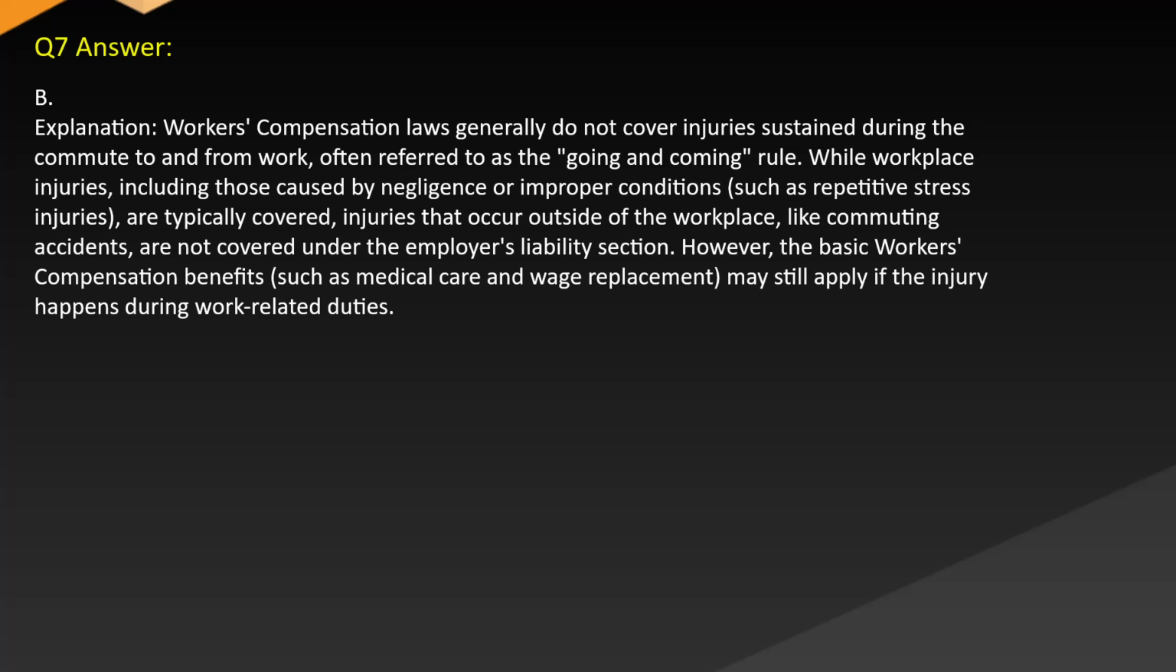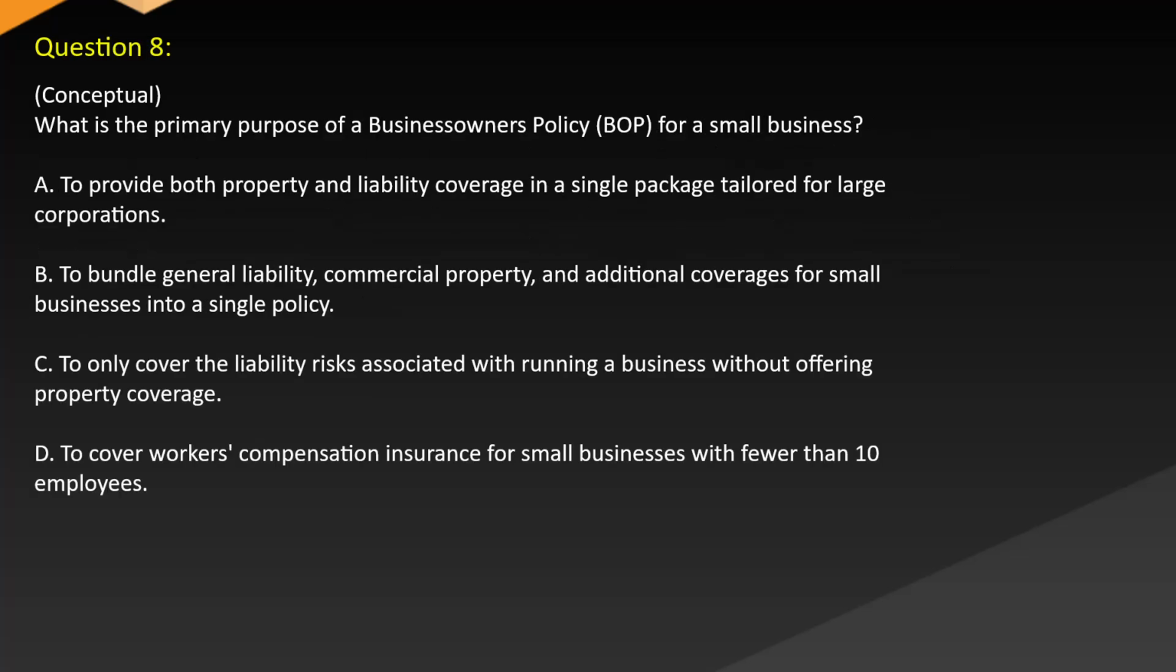Answer. B. Explanation. Workers' compensation laws generally do not cover injuries sustained during the commute to and from work, often referred to as the going and coming rule, while workplace injuries, including those caused by negligence or improper conditions, such as repetitive stress injuries, are typically covered. Injuries that occur outside of the workplace, like commuting accidents, are not covered under the employer's liability section. However, the basic workers' compensation benefits, such as medical care and wage replacement, may still apply if the injury happens during work-related duties. Question 8.